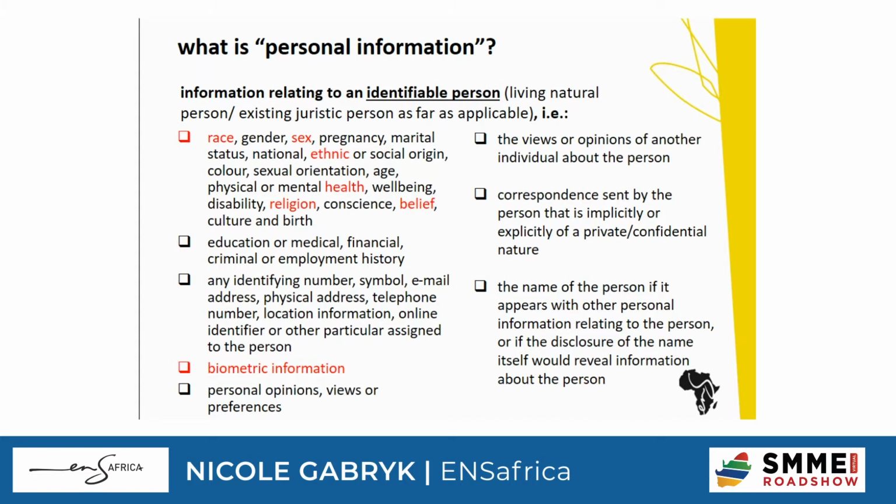But as you can see on the screen in front of you, there are 2 colors. There are black and red information. The red information is classified as special personal information. There are more categories of special personal information, which we'll deal with next. The black information, rather, is information which is more generalized and can be processed without consent, but special personal information you require consent for.